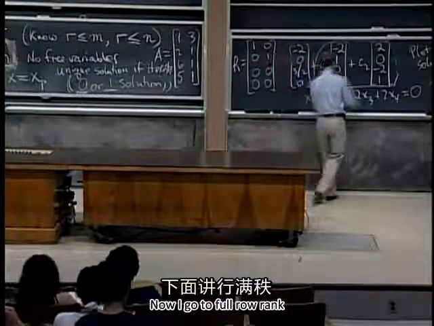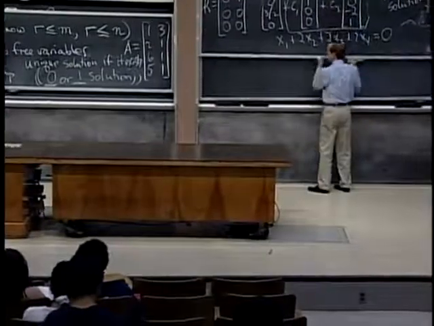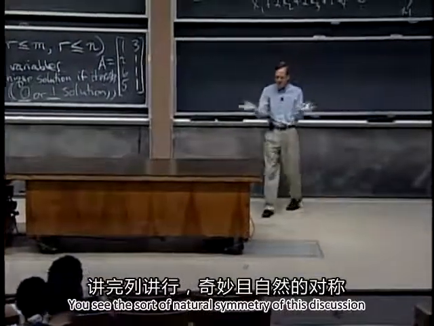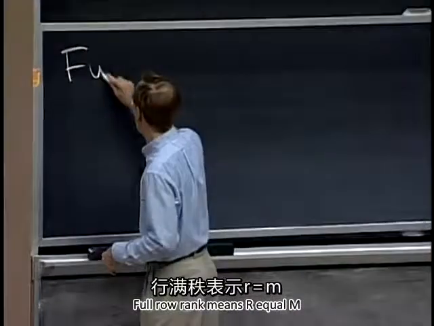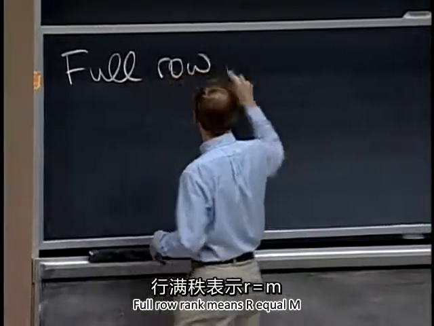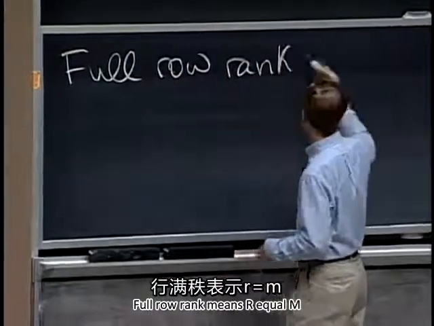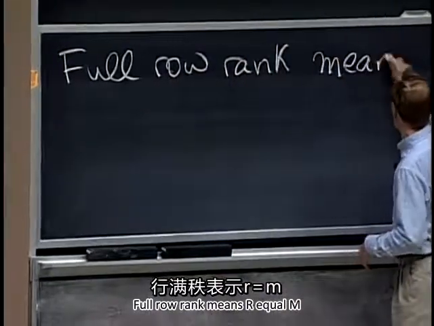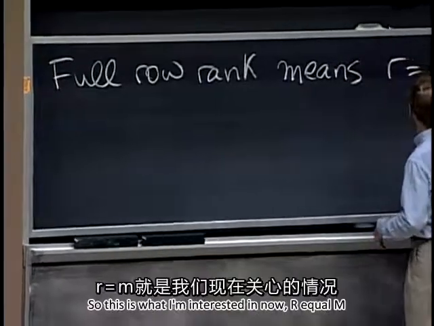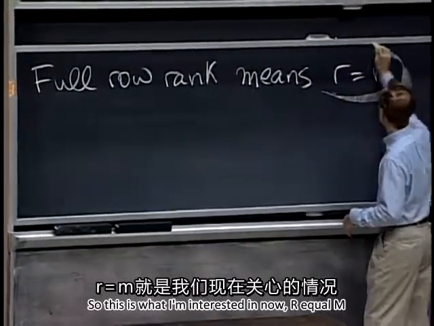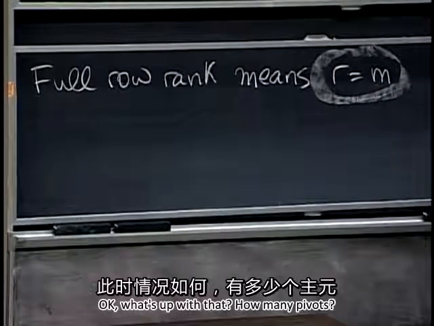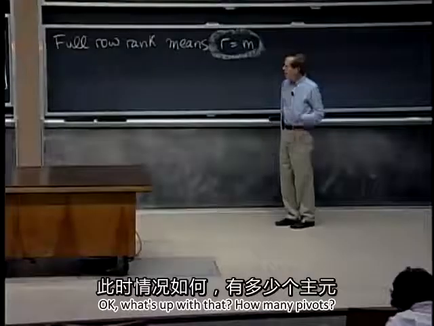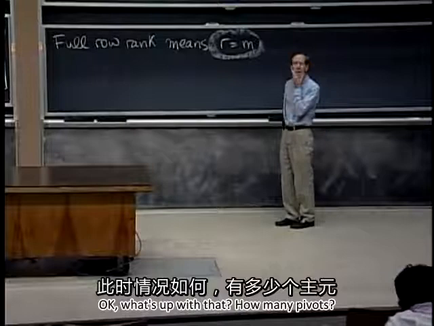Now I go to full row rank. You see the sort of natural symmetry of this discussion. Full row rank means r equal m. So this is what I'm interested in now. r equal m. Okay, what's up with that? How many pivots? m.